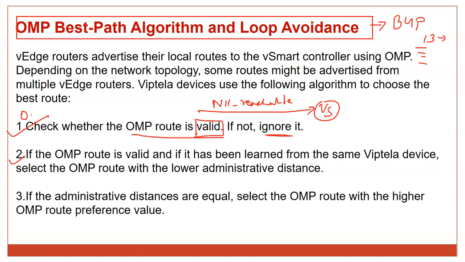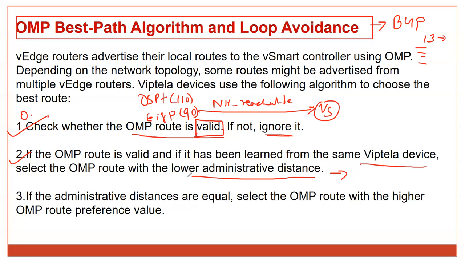Then next, if the OMP route is valid and it has been learned from the same vIPtela device, select the OMP route with lower AD distance. No brainer, right? If it is learning some route via OSPF or EIGRP, you know the AD value of OSPF is 110 and EIGRP is 90, that means it will prefer EIGRP.